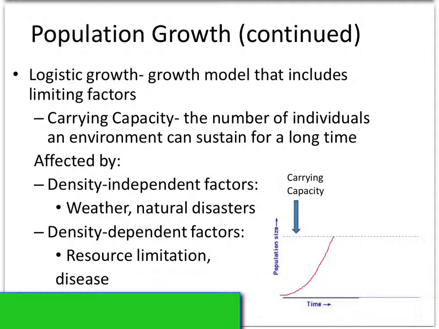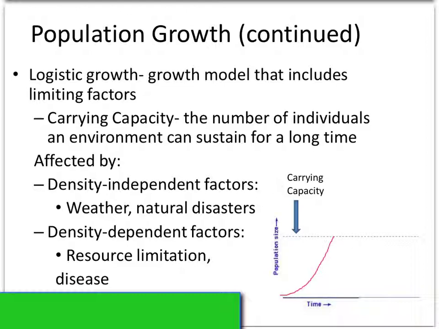These are the sorts of things that are going to affect a population more as it gets larger. So these are mostly going to be things like resource limitation. Right? As a population gets really, really big, it's going to be harder and harder to find food. Or another thing you could think about would be disease. The bigger a population is, the more likely disease might pass from one individual to another, thus limiting the population.